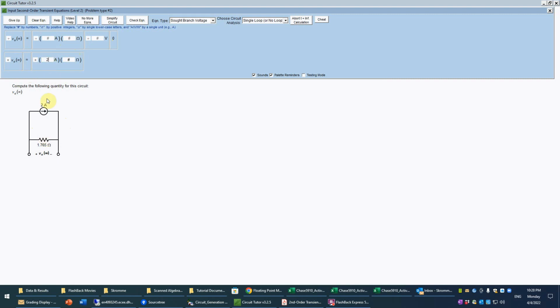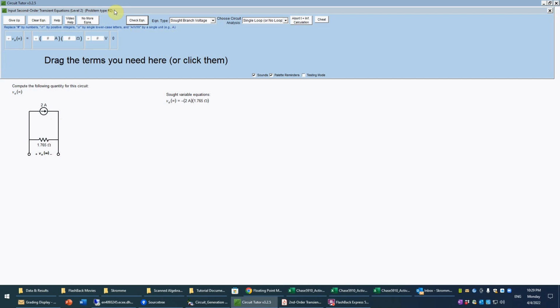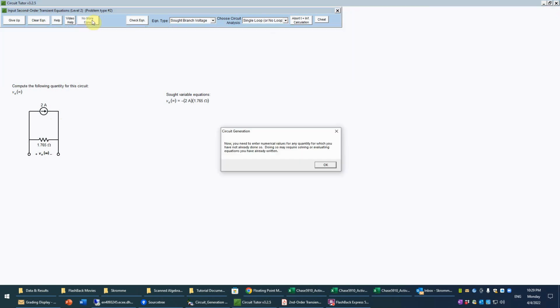And now we have to be very careful to observe that the gotcha with Ohm's law, of course, is always polarity. Here the current is going into the negative side of my sought voltage, so that means this is going to be active sign convention. So I have my 1.765 ohms, but I must have a minus sign here because of active sign convention, the current going into the negative side of the sought voltage. That's the important thing there. Okay, so we'll check that, and that is correct. And that's all the equations we need.